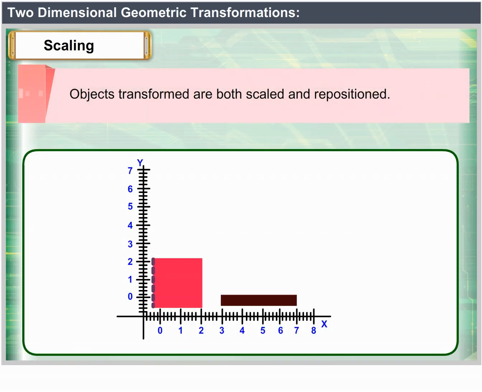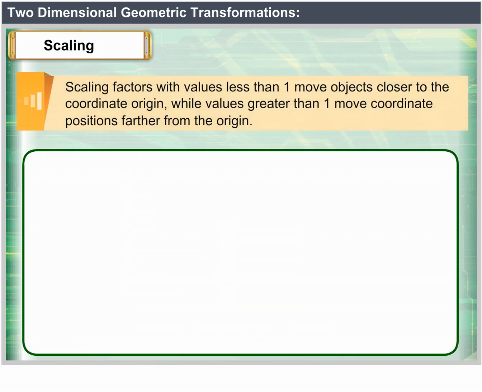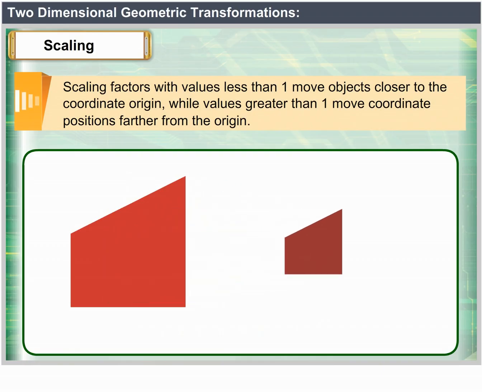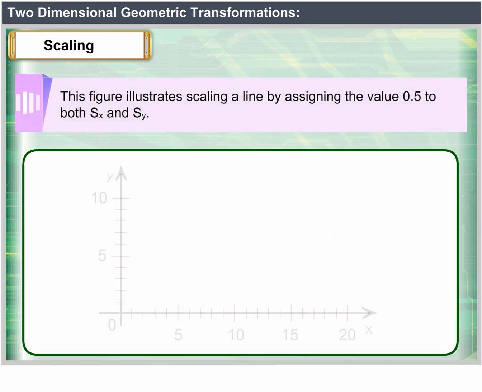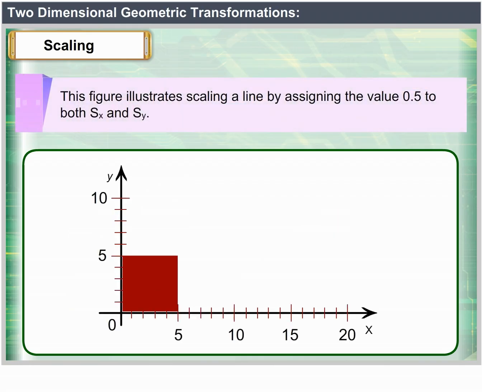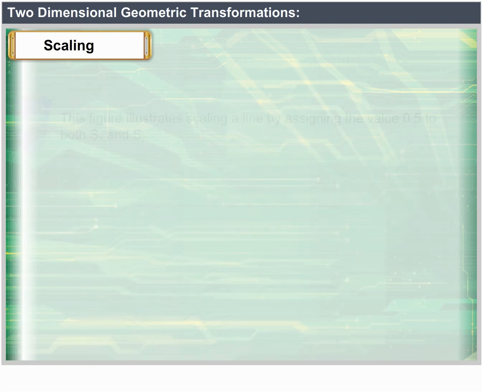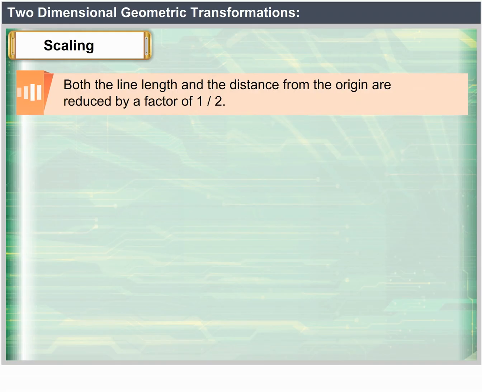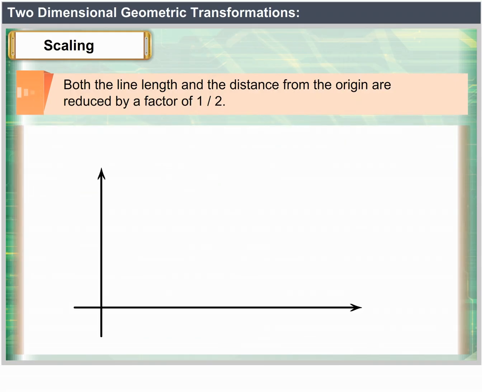Objects transformed are both scaled and repositioned. Scaling factors with values less than 1 move objects closer to the coordinate origin, while values greater than 1 move coordinate positions farther from the origin. This figure illustrates scaling a line by assigning the value 0.5 to both sx and sy. Both the line length and the distance from the origin are reduced by a factor of 1/2.